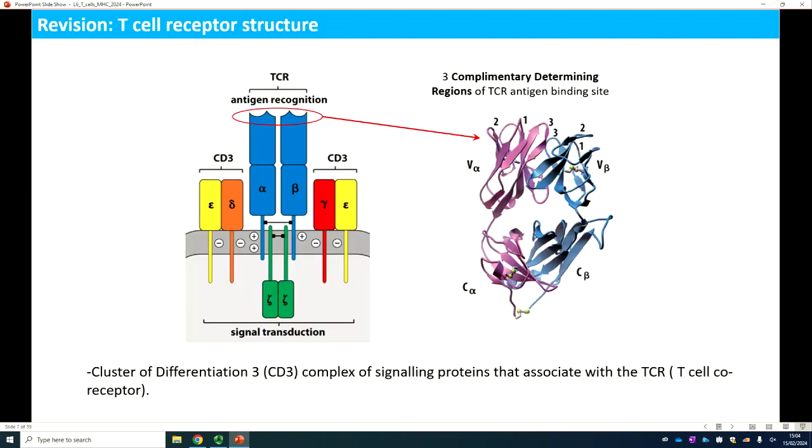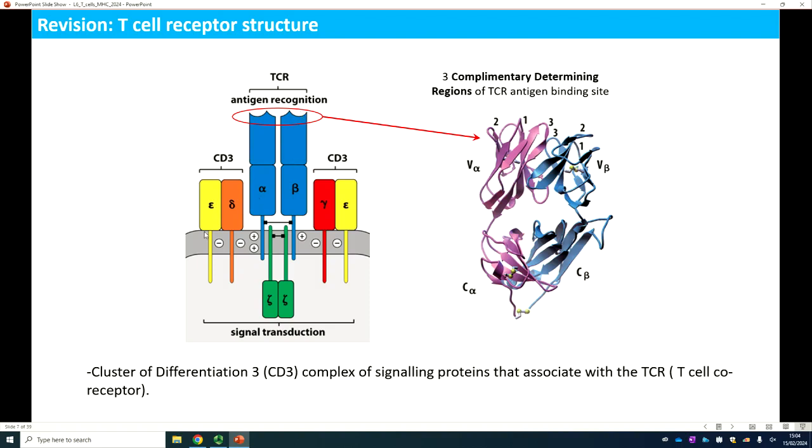This is just looking at the structure of the T cell receptor, so you'll remember this from Monday. You can see that it's comprised of an alpha chain and a beta chain. You've got your one antigen recognition site on the top. It has these three complementarity determining regions that you can see here that comprise that antigen binding site.